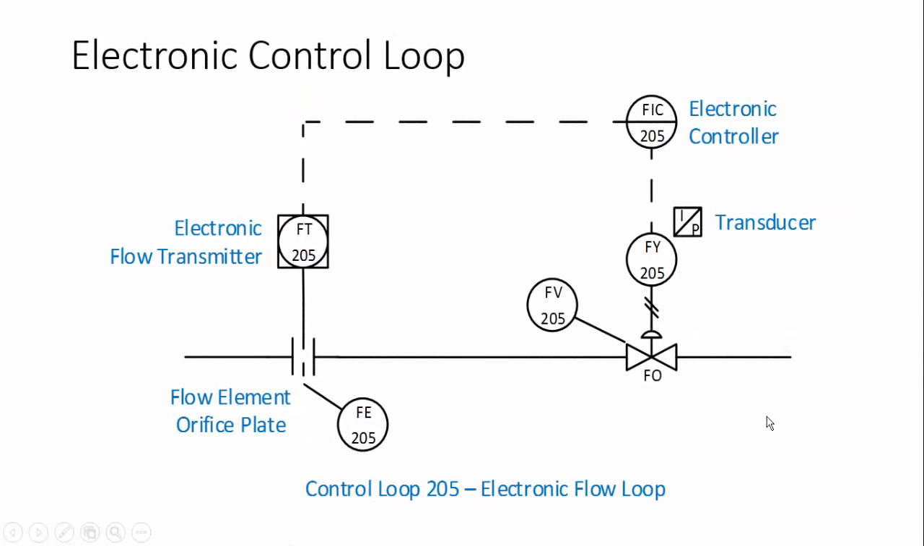Here's another one. This one here is an electronic control loop. This happens to be loop number 205. So all of these instruments are in loop 205. Here is a FT, which is a flow transmitter. It's electronic. Notice I have an electronic or an electrical line type connecting those instruments. And it's wired to another instrument, which is an FIC, which is a flow indicator controller. So if I look at this instrument, this particular instrument is normally accessible to the operator. It's a discrete instrument. This instrument is field mounted. The symbol tells me that it's field mounted.